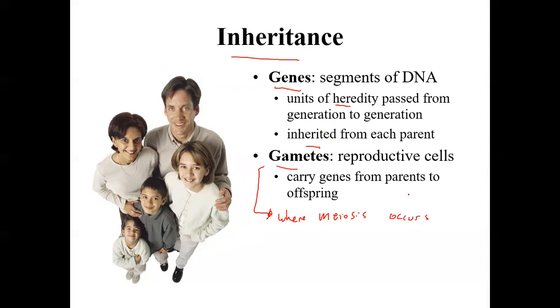All right, so understanding that, if you are passing down a trait, that trait has to be actually within your gametes where you're doing meiosis, okay? Now this is showing you some stock photo of a family, but again, you got to understand a lot of things are going to be doing meiosis. So when you think about what's the point of meiosis, it's all about sexual reproduction.